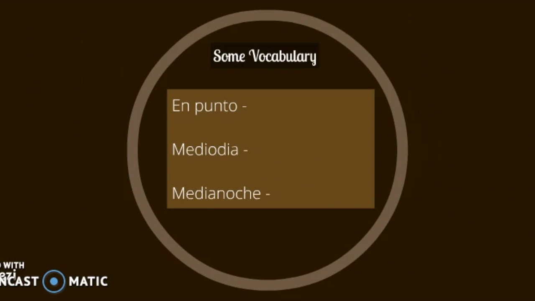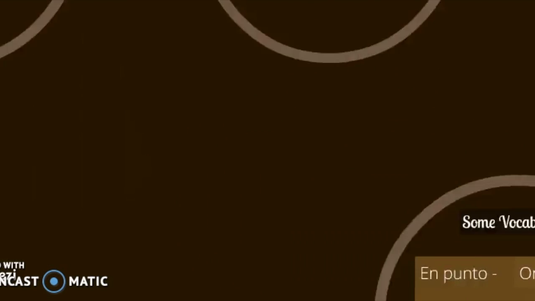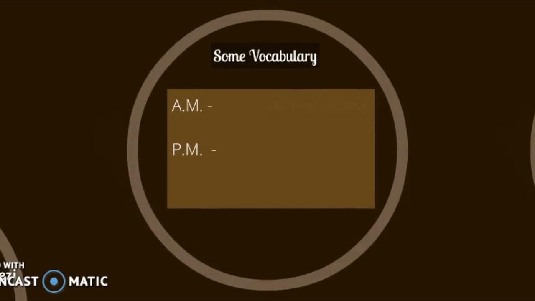So here's some vocabulary words. En punto means on the dot. Mediodía means midday or noon. And medianoche means midnight. To say AM, we say de la mañana. And PM is de la tarde.